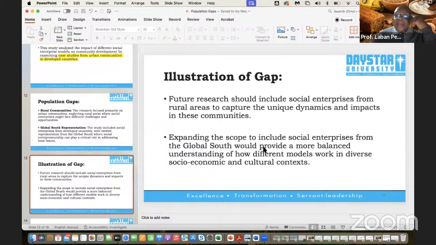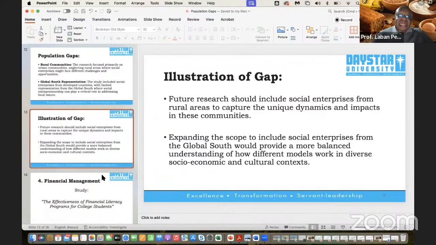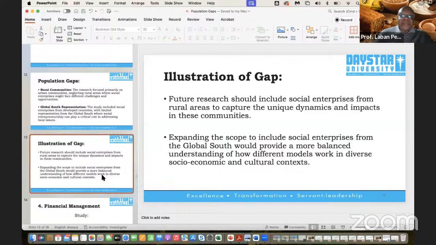The illustration of the gap: future research should include social enterprises from rural areas to capture the unique dynamics and impacts in these communities. Then expanding the scope to include social enterprises from the Global South would provide a more balanced understanding of how different models work in diverse socioeconomic and cultural contexts. Ladies and gentlemen, I'm looking at population gaps from your various areas of study.